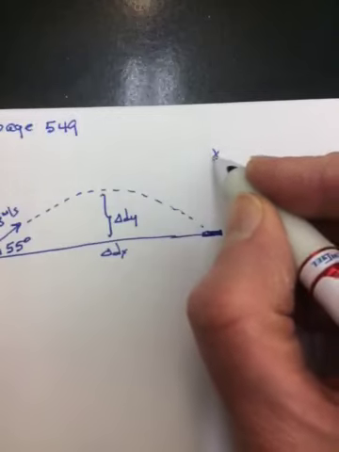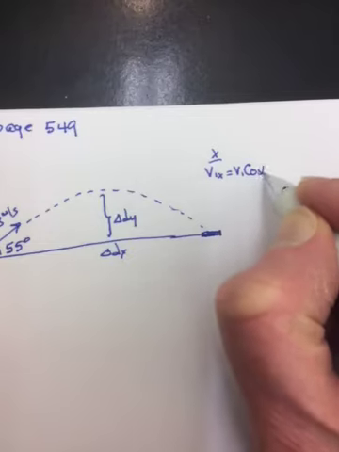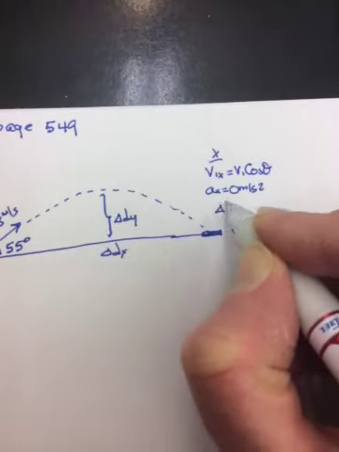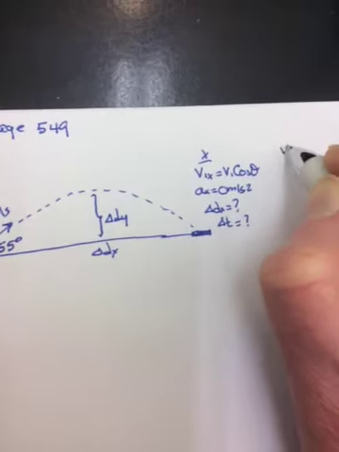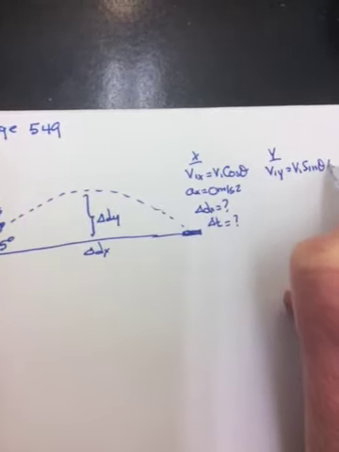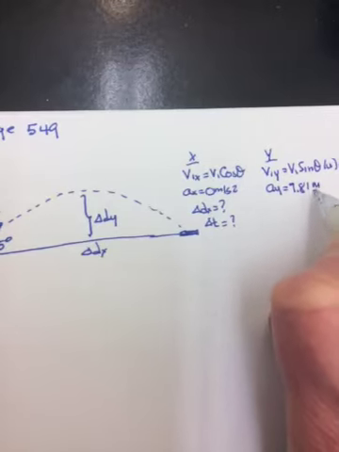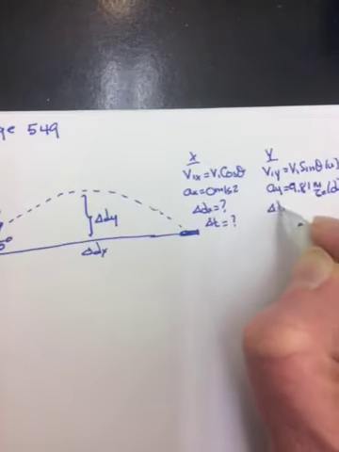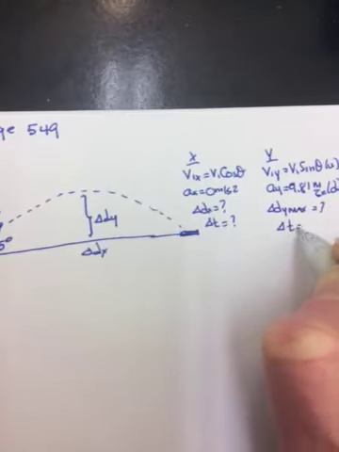All right, so if we separate our givens, in the x direction we'll have VIX equals VI cos theta, which we can find. AX equals 0. And we're looking for delta dx and delta t. In the y direction, VIY is VI sine theta, and of course that's up. AY is 9.81 meters per second squared, and that's down. We are looking for delta dy max eventually, and of course delta t.